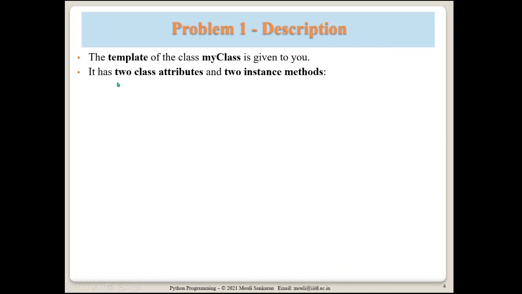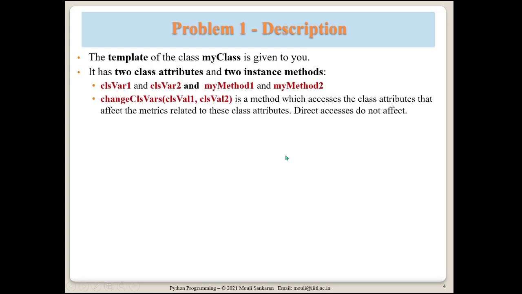So you have two class attributes and two instance methods. Very simple. I have given you the template code which has these contents. The class variables are class var1 and class var2, and the methods in the class are my method 1 and my method 2. And then you have a method change class variables. I told you.